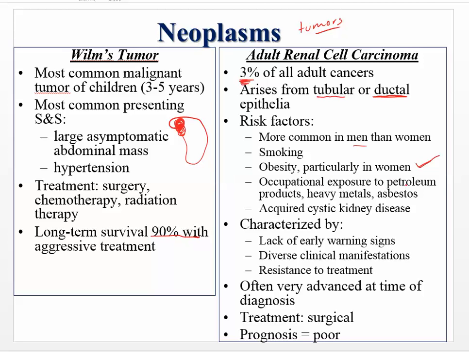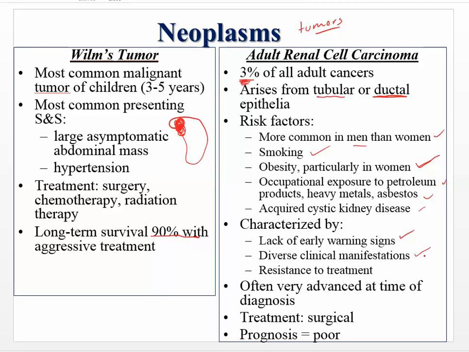Occupational exposure to petroleum products, heavy metal, asbestos, acquired cystic kidney diseases. So any of these things have all been shown to be correlated with an increase in adult renal cell carcinoma. It's characterized by lack of early warning signs. So a lot of times it's not known because the kidneys are kind of still functioning and everything seems to be working okay. So lack of early warning signs, diverse clinical manifestations.